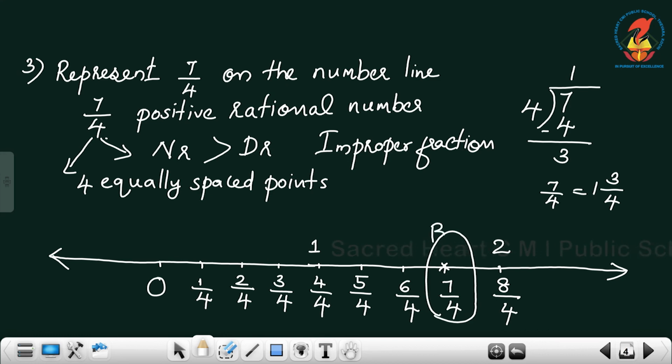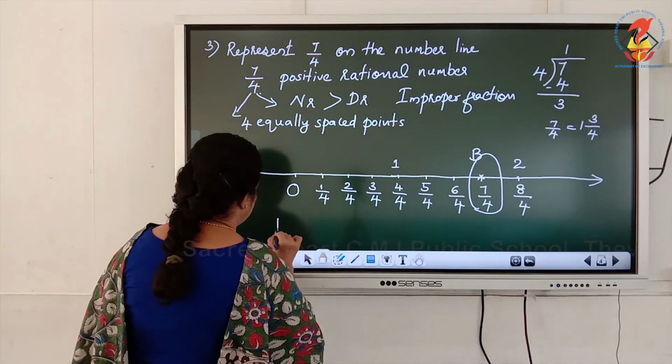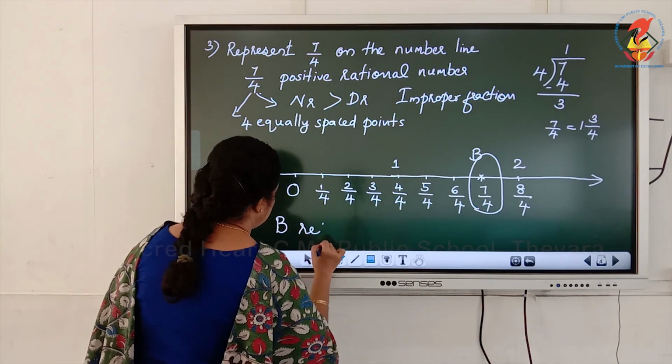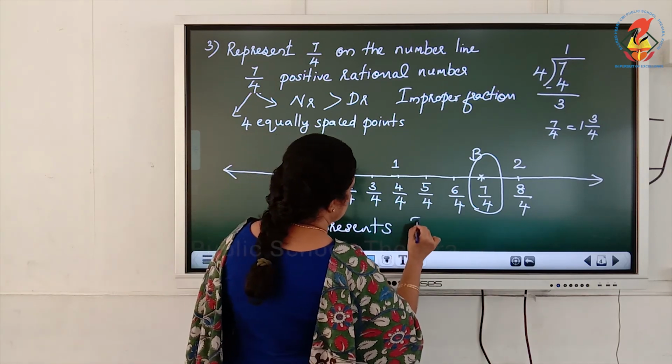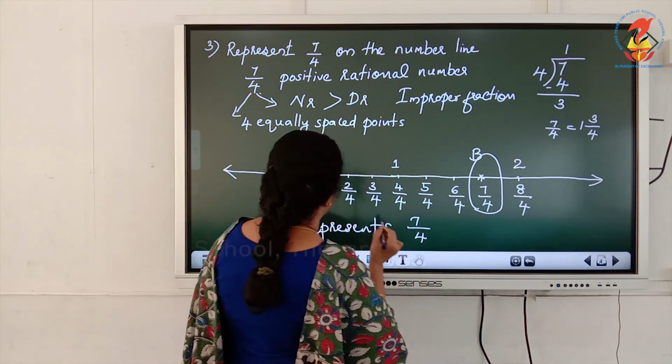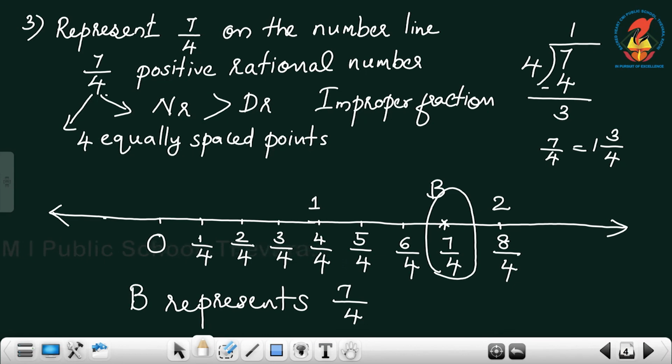If you want, take it as B. So we can write B represents 7 by 4. To the left of 0 you can mark some points and the first one will be negative 1 by 4.